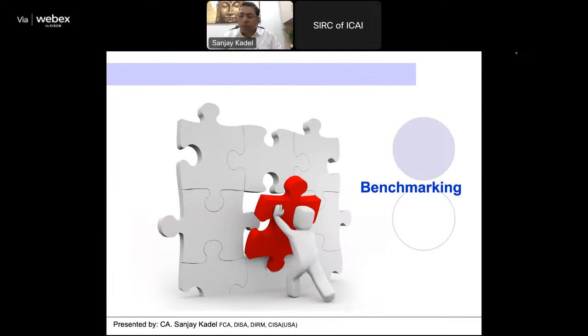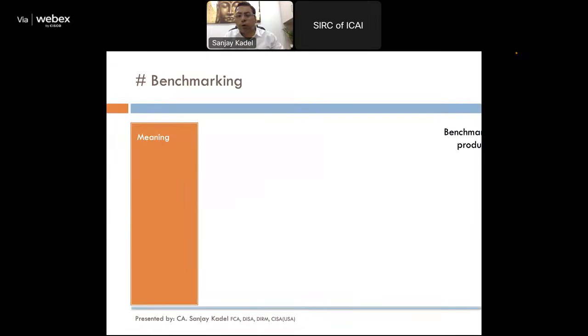Comparison with best standards, comparison with best processes, comparison with best companies. So if you compare your processes, your results, your approach, your standards with best standards or best performance standards, then what you are doing is benchmarking. So how to go about it?